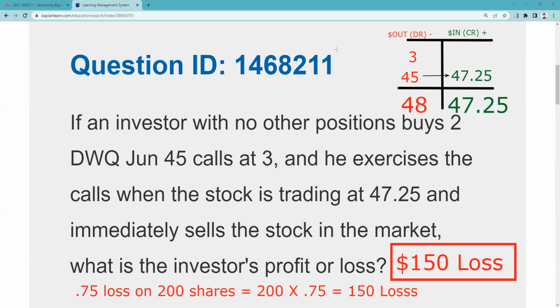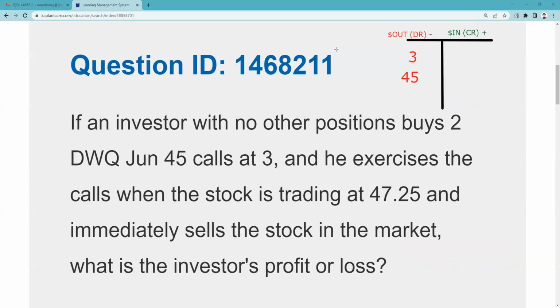And again, this is a basic option position, kind of mucked up a little bit with the phraseology, but by way of review, let's roll it back here. Fire up the T. An investor with no other position buys 2 DWQ June 45 calls at 3. You can either put 6 in there or 600 or 300, whatever you do. I like to do things on a point per share basis, so I'm going to put 3 there. I exercise the call. You should know contract specifications. You should know that when you're long a call and you exercise, you paid 45 for the stock.